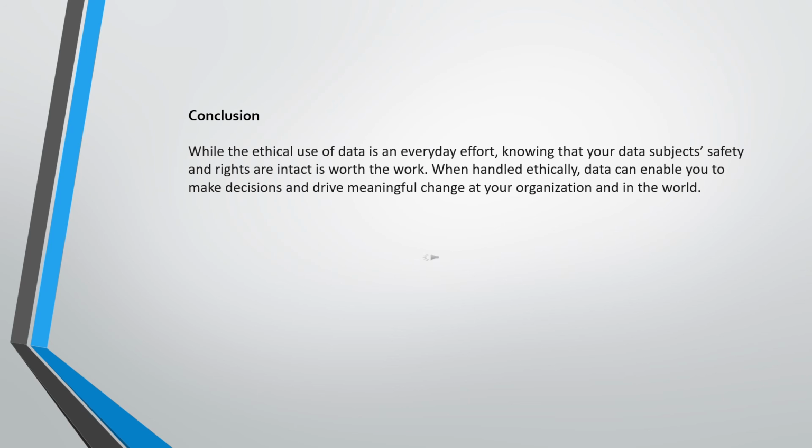While the ethical use of data is an everyday effort, knowing that your data subjects' safety and rights are intact is worth the work. When handled ethically, data can enable you to make decisions and drive meaningful change at your organization and in the world.